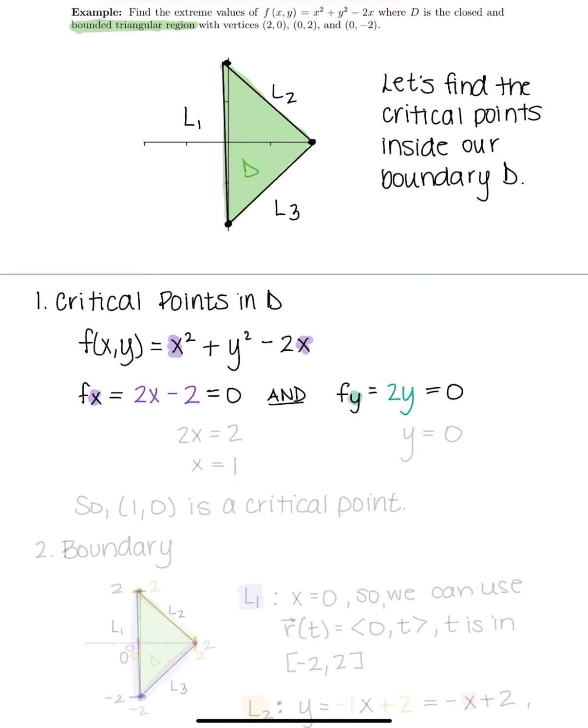Solving these two equations, we add 2 to both sides of the left-hand equation, then divide both sides by 2, which gives us x equals 1. And then dividing both sides by 2 gives us y equals 0 over 2, which is just 0. So what does this mean? We need both of these to be true. So that means 1, 0, where the x value is 1 and the y value is 0, is a critical point.